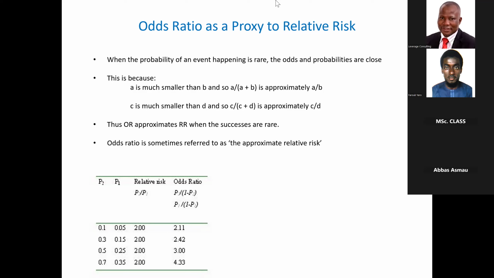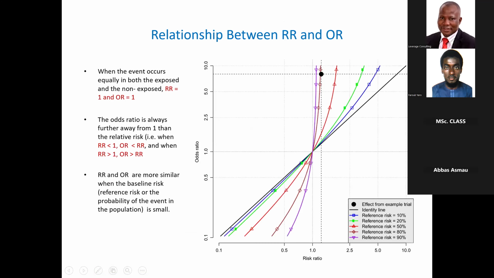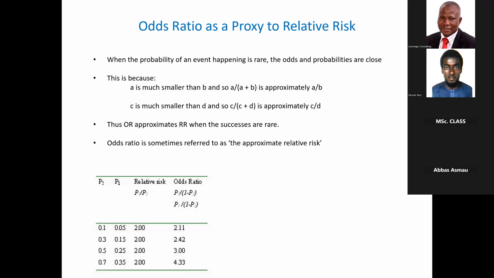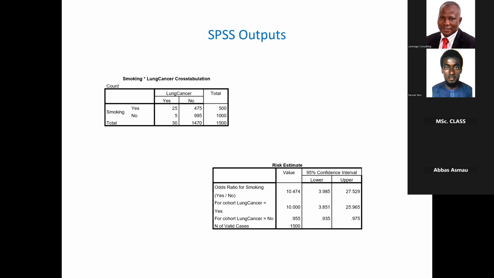So when the probability of the disease is very low, the odds ratio value approximates that of the relative risk. Maybe before I say that, let me go back to these 2 scenarios we analyzed, where we are able to calculate both relative risk and odds ratio.